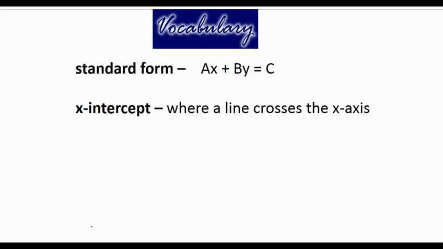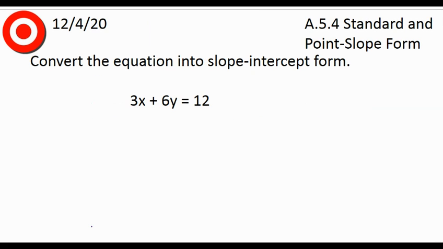So let's start with standard form. Standard form is as follows. So here's an example, 3x plus 6y equals 12. This equation is in standard form, where a would be 3, b would be 6, and c would be 12.